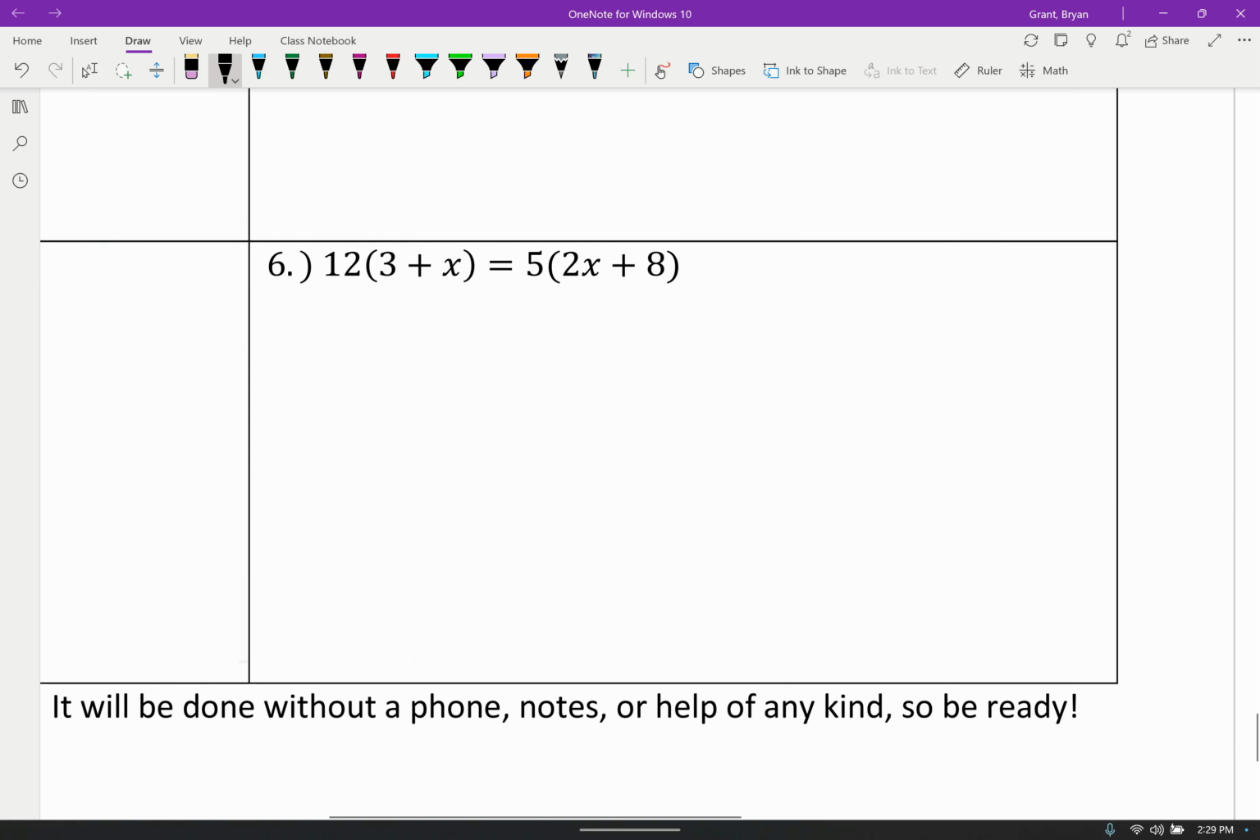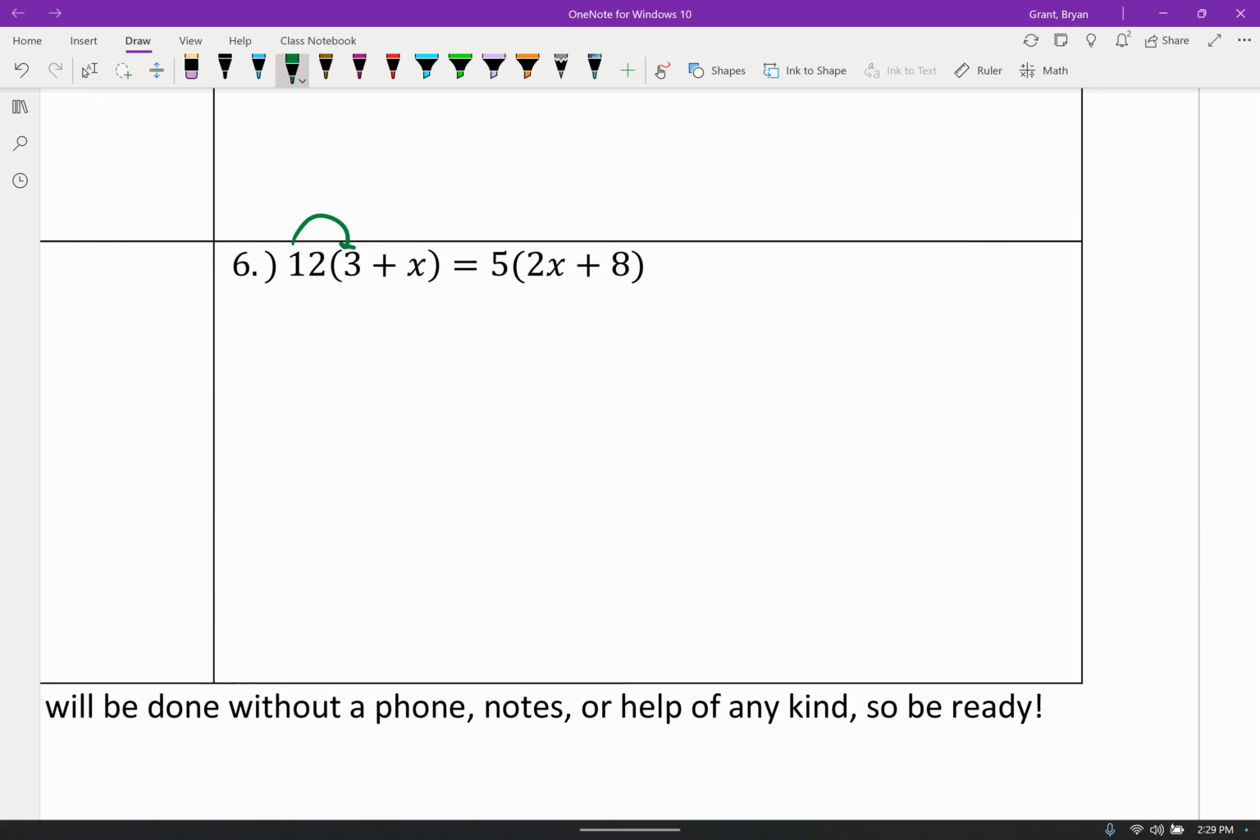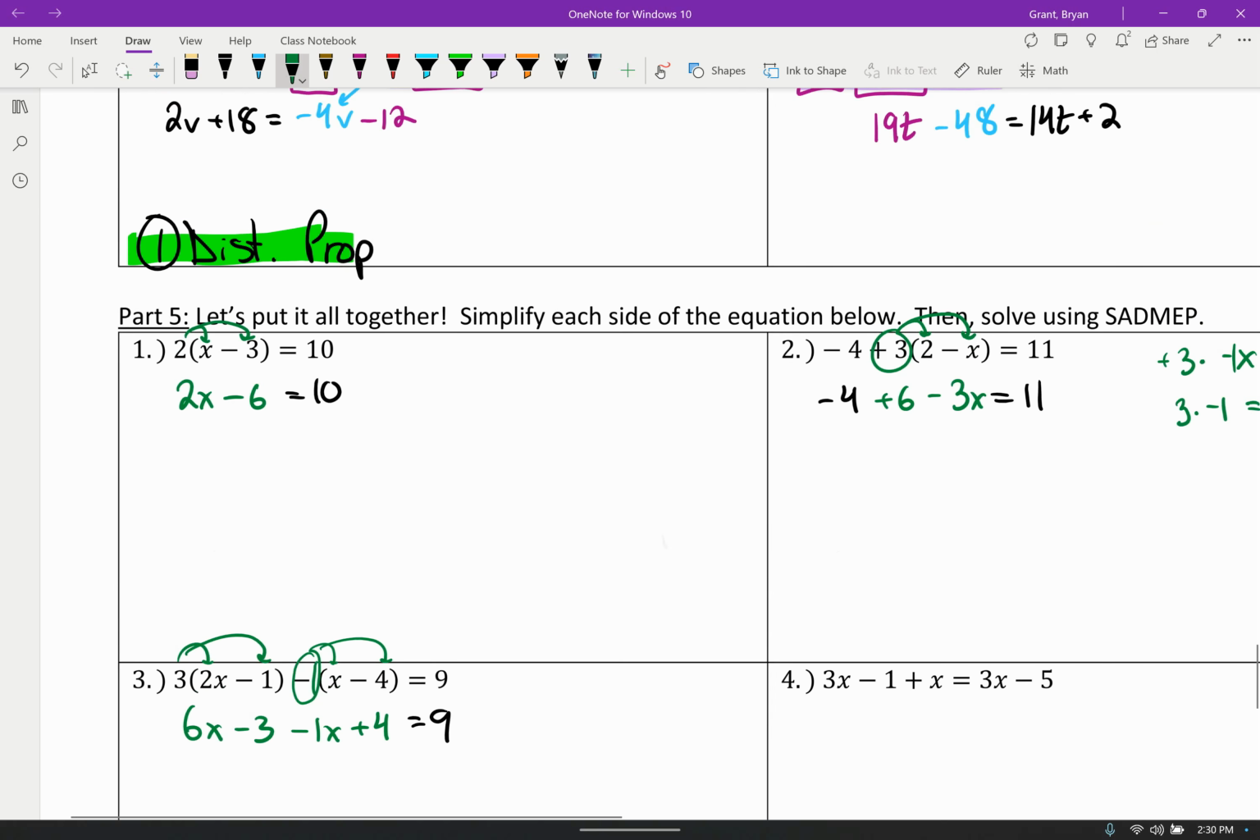Last one, 2 sets of parentheses. We distribute the 12. That's 36 plus 12x. And we distribute the 5. Almost forgot my equal sign. 10x plus 40. All right, so we've done all of our distributive property.